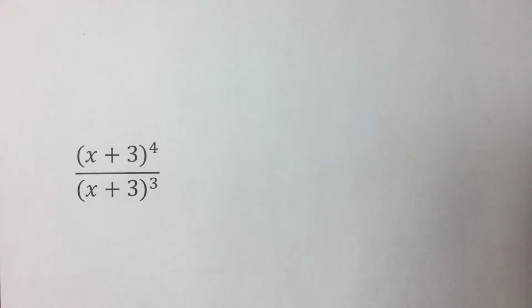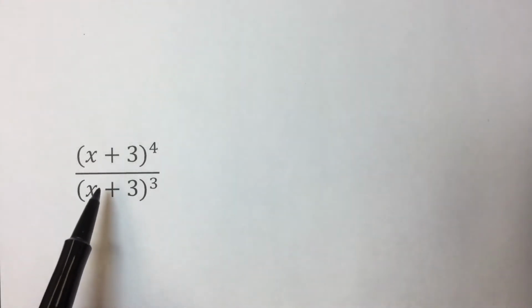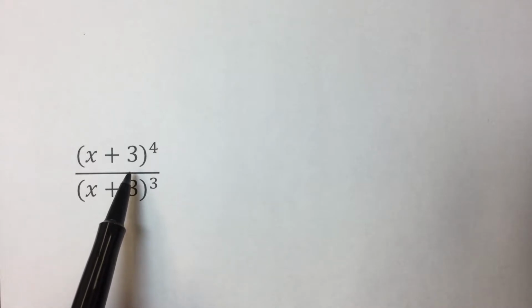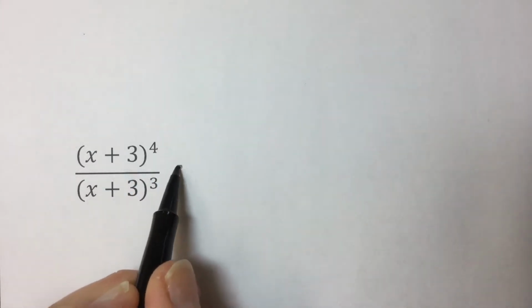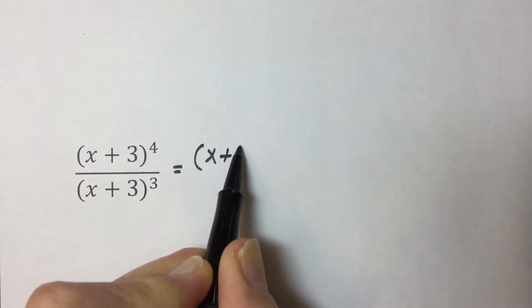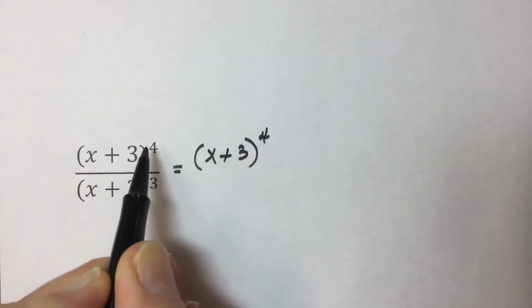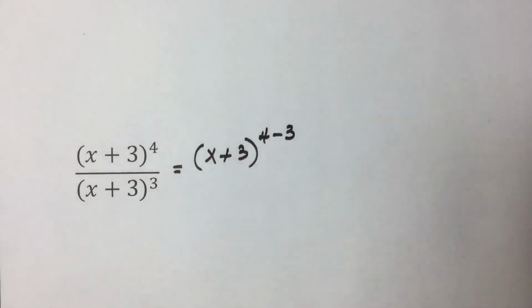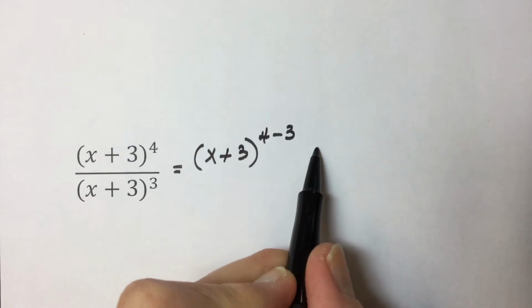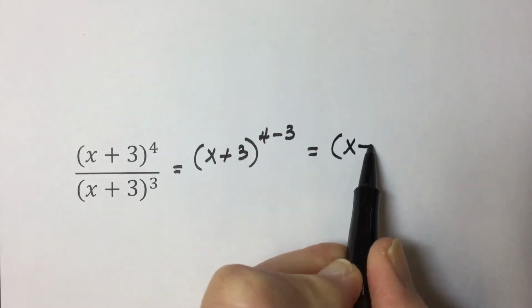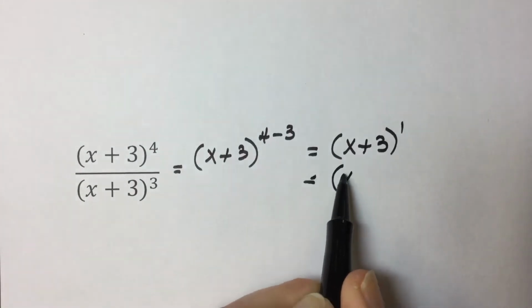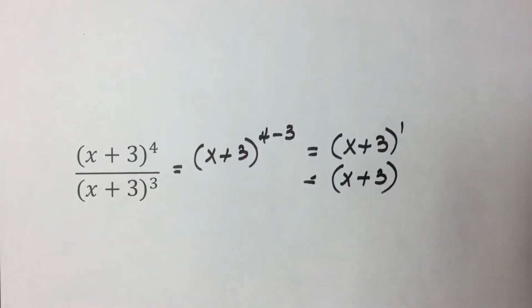Here in this example of a rational expression that can be simplified, what we have is a common base. The base happens to be the binomial x plus 3. We'll use the quotient rule where we take that common base and subtract the numerator exponential power minus the denominator's exponential power. 4 minus 3 is going to leave us with x plus 3 to the first power, or simply x plus 3.